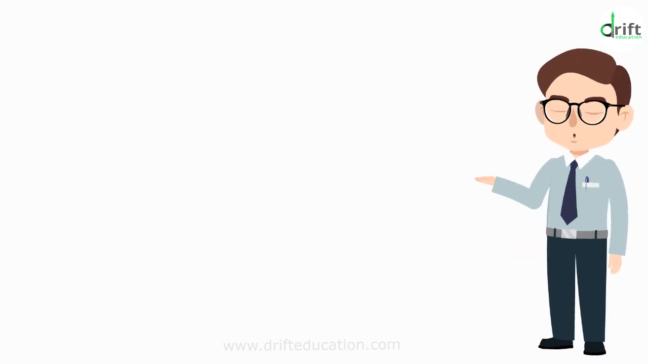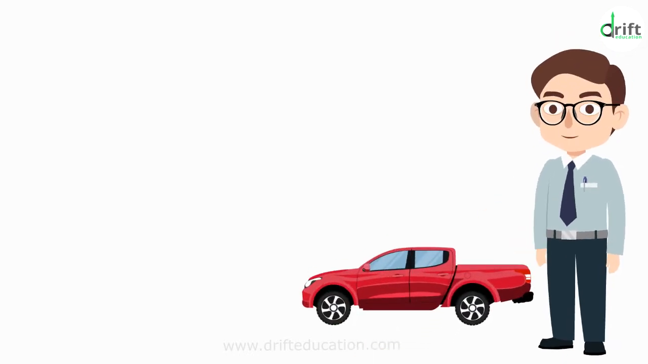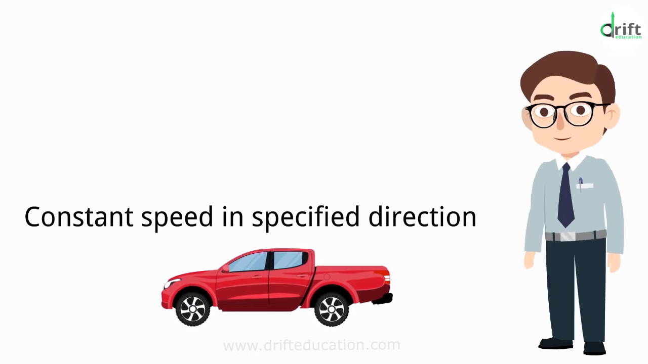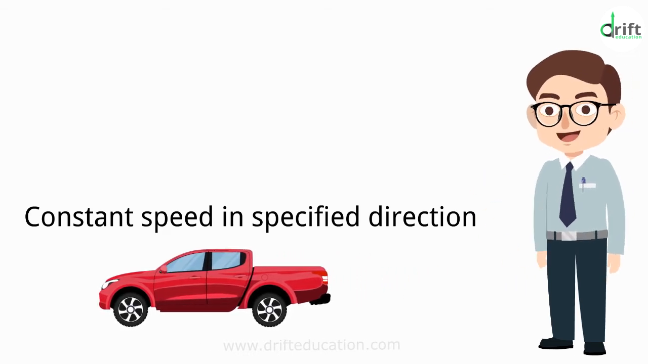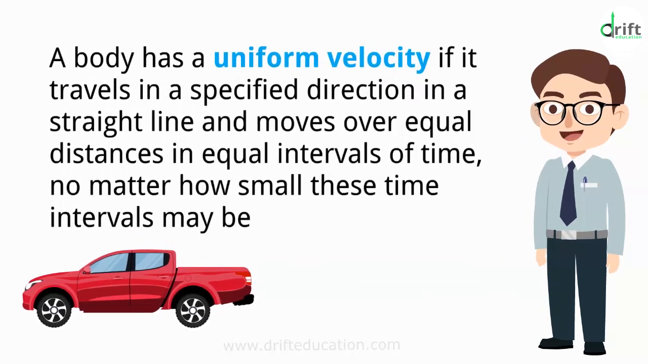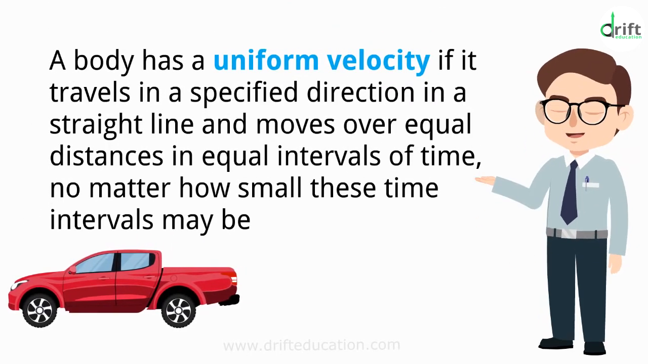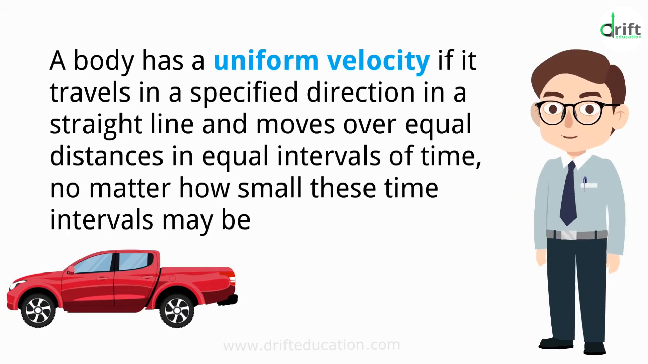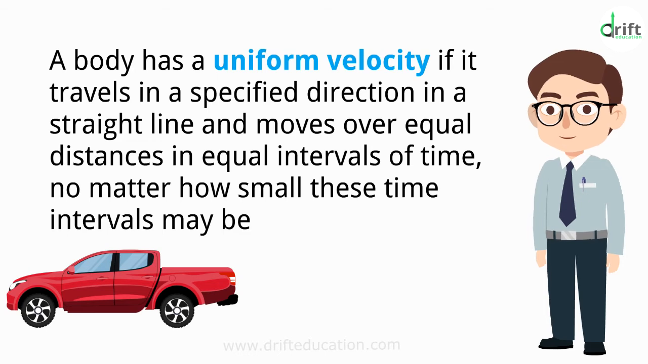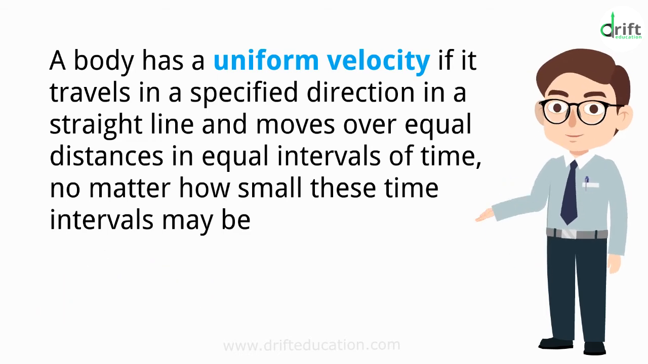Now, if an object travels in a specified direction in a straight line and moves the same distance every second, we say that its velocity is uniform. Thus, a body has uniform velocity if it travels in a specified direction in a straight line and moves over equal distances in equal intervals of time, no matter how small these time intervals may be.